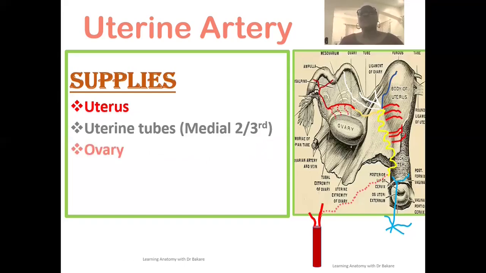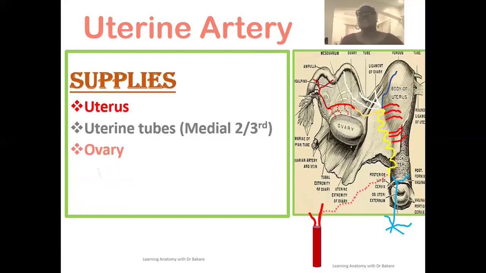It is also seen to supply the ovary. If you look at the terminal branches of the ascending branch of the uterine artery, yes, dividing into two branches to supply the uterine tube, and also the ovarian branch to form an anastomosis with the ovarian artery. So at this region, it is also seen to give a supporting supply also to the ovary, while the ovarian artery also is giving a supporting supply also for the uterus.